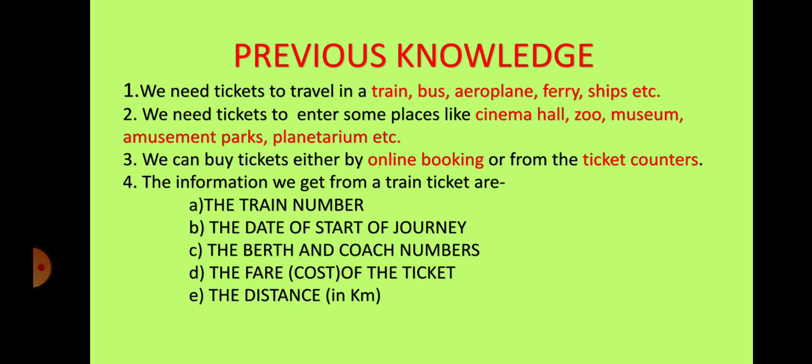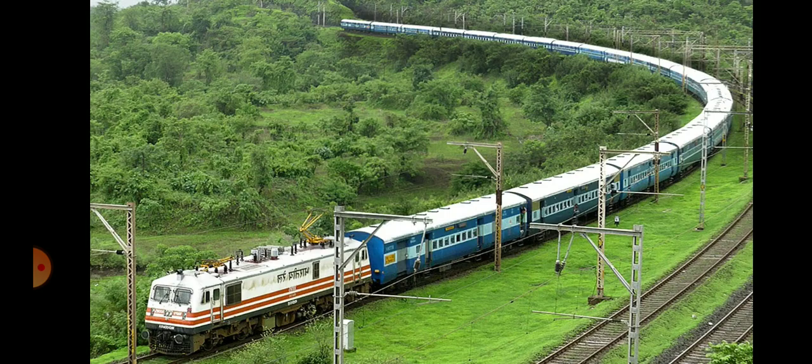The information we get from a train ticket are the train number, the date of start of journey, the berth and the coach numbers, and the fare or cost of the ticket and distance in kilometer. Children, all of us know that a train covers a long distance to travel from one place to another. It also takes a long time to reach the destination. On the way, it stops at different stations.